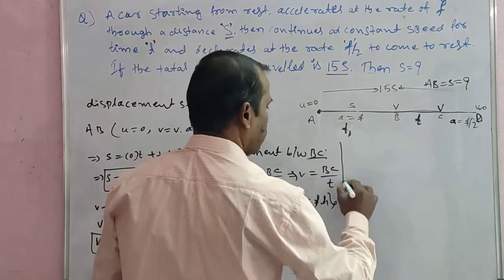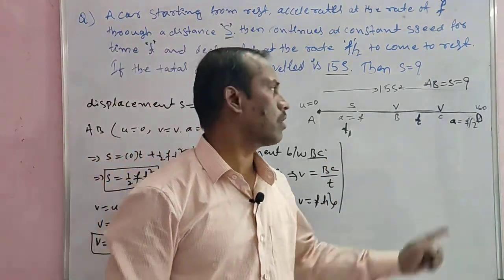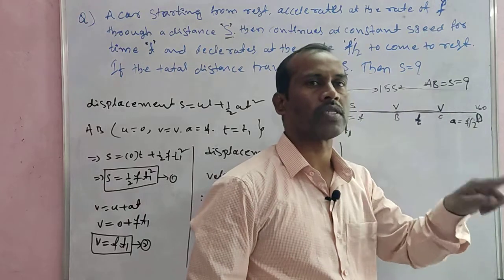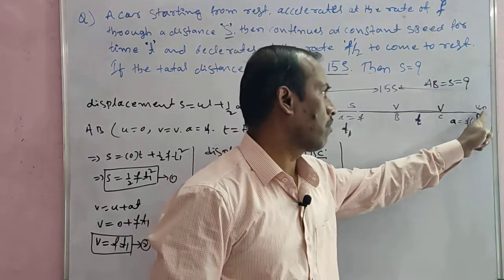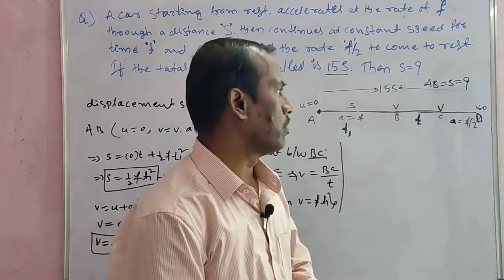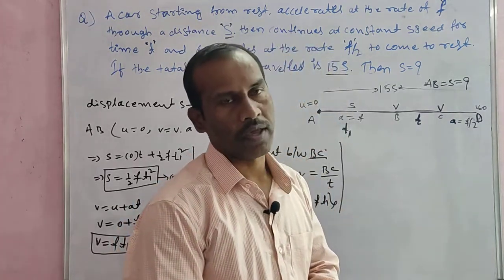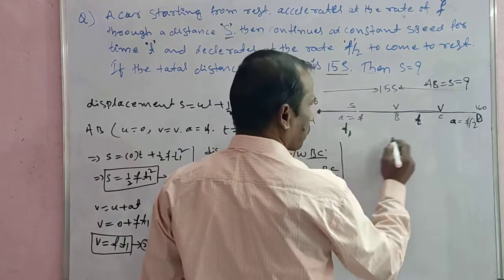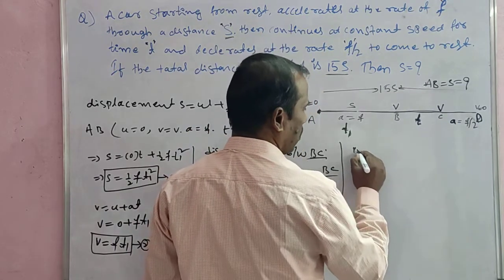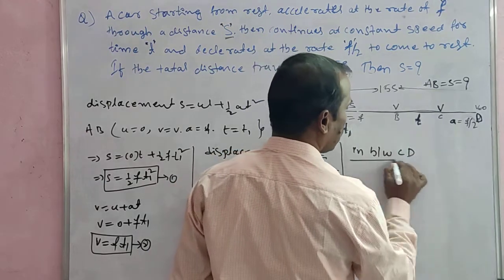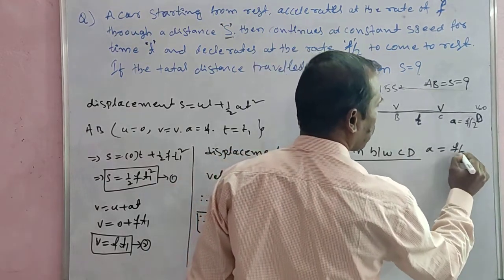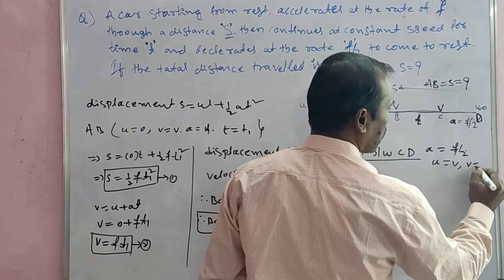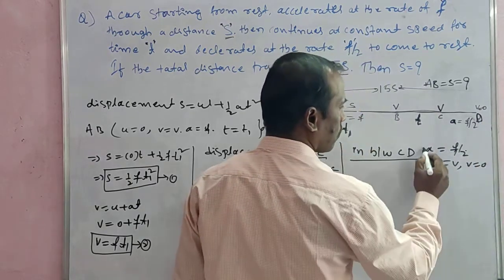Next, the displacement between C and D. In this case the initial velocity is V, and the final velocity is 0, as the car comes to rest at point D. Acceleration A is equal to F by 2. So between C and D, A is equal to F by 2, U is equal to V, and the final velocity V is equal to 0.